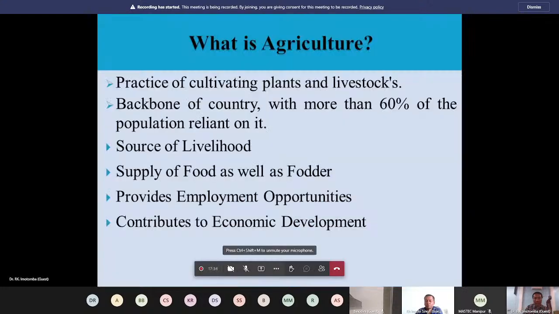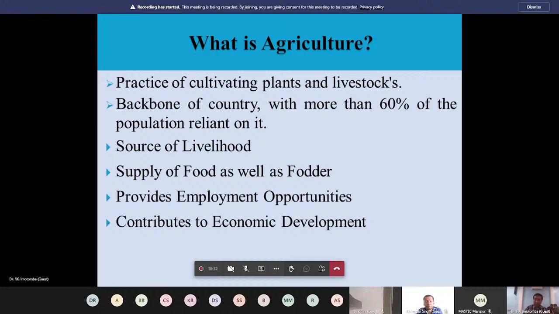First of all, we have to reorient ourselves on what agriculture is. Since time immemorial, agriculture has been practiced by human beings, by cultivating plants and rearing livestock for our day-to-day use. But nowadays, agriculture has become an industry, and the backbone of the country. Particularly in India, 60% of the population depend on agriculture. Agriculture provides food security, a source of livelihood, food for the livestock, and it gives ample employment opportunities to unemployed youths nowadays.